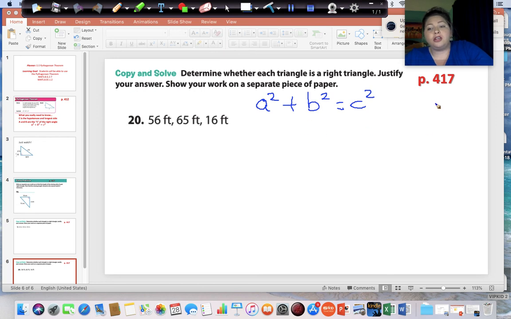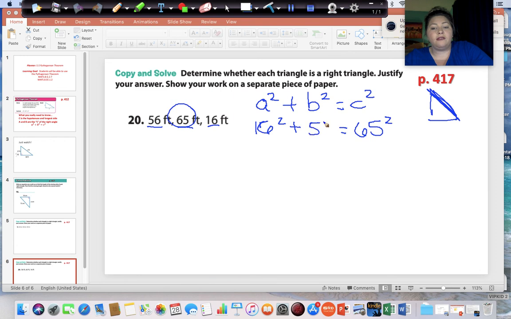So we are going to make sure that the longest side is our c, okay? So the biggest number here is our c, that would be 65. So 65 is going to be our c squared, and then the other two numbers can go wherever. Oh, that's 16 squared, how about? And 56 squared. Okay, so now we just enter into our calculator. 16 times 16, that gives us 256. So we have 256 plus 56 squared, which is 56 times 56.